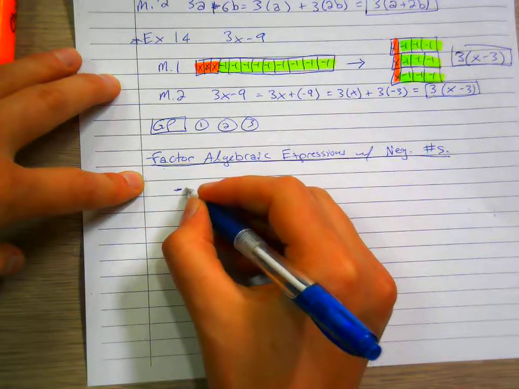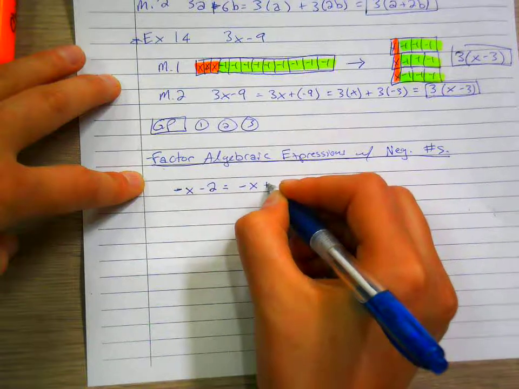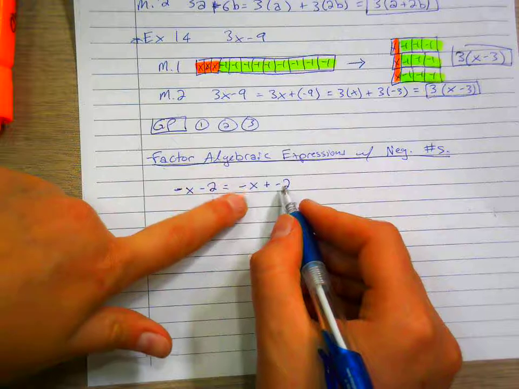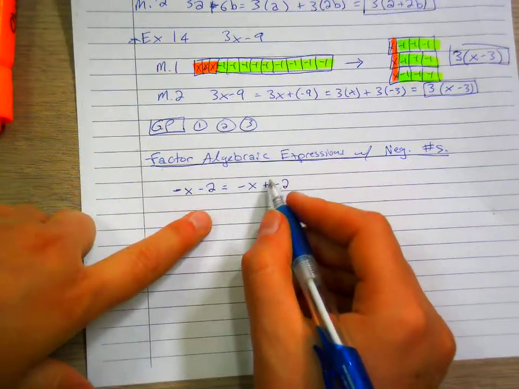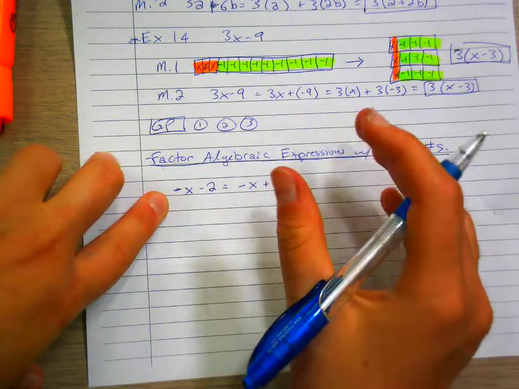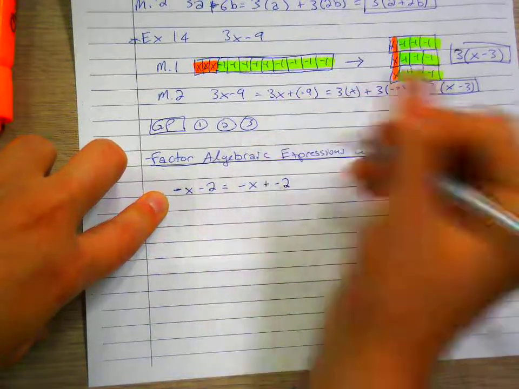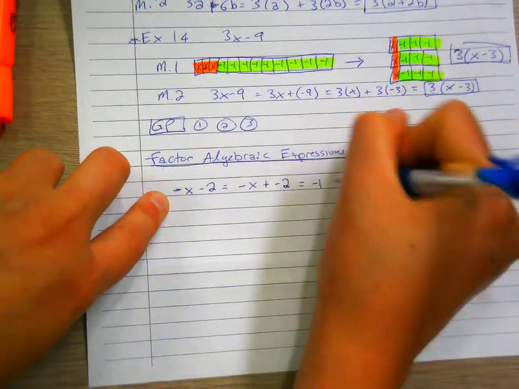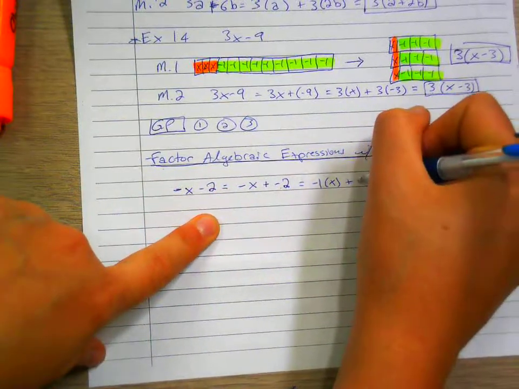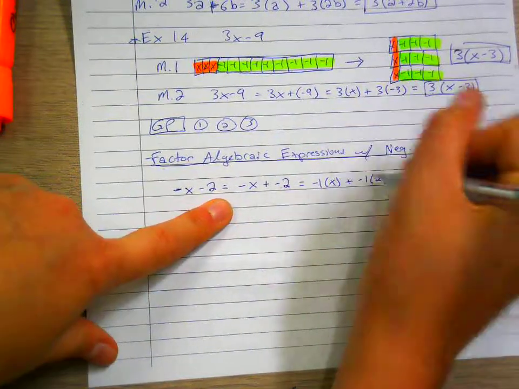So we have negative x minus 2, which is equal to negative x plus negative 2. Notice we're keeping the plus, but we are making both of them negative. So you want to turn this sign into a plus sign. Then we can take out a negative 1 because there's no other number that goes into both of these except for negative 1. So negative 1 multiplied by x is negative x, plus negative 1 multiplied by 2 is negative 2. So those become true.